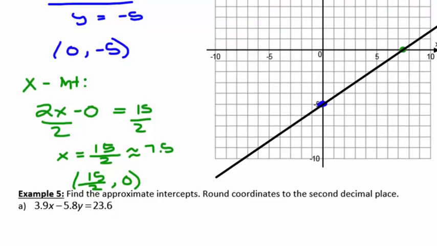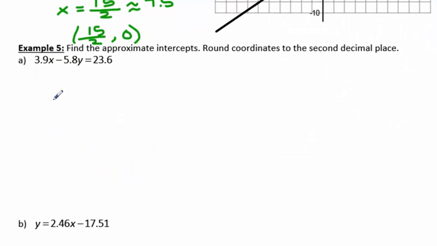In example 5, we've got some equations that have approximate values as coefficients of x and y, some decimals. So we're going to find the approximate intercepts. We're going to round our coordinates to the second decimal place. All right, so let's find the y-intercept first.